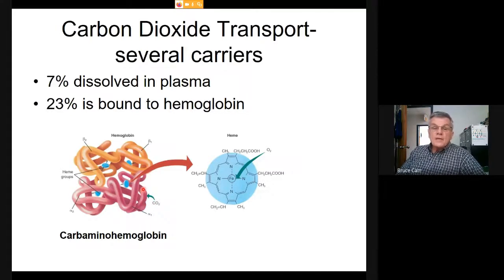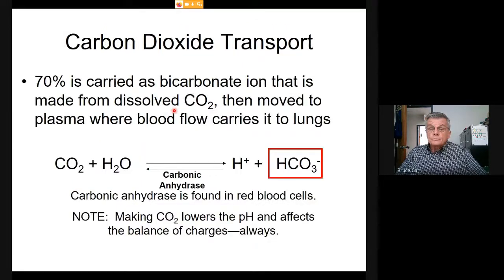But the affinity by the hemoglobin is about 23%, and CO2 is very soluble in water. So that solubility in water is about 7%. So it looks like 30% of the CO2 is going to be carried by this plasma hemoglobin system. That leaves us with 70% of the transport of CO2 to account for.